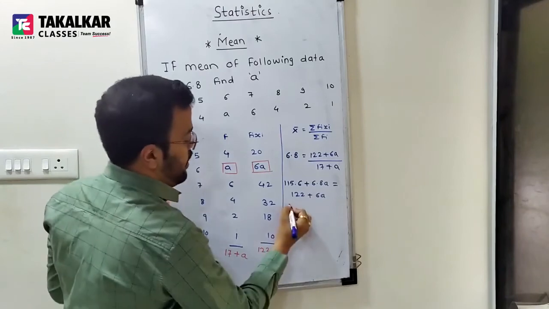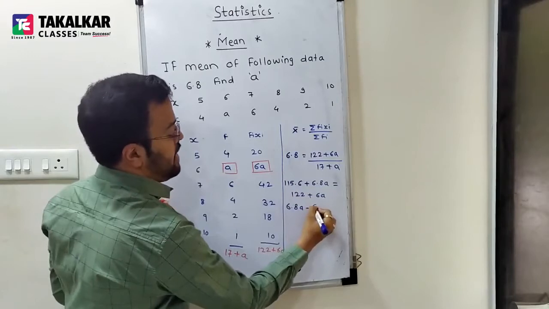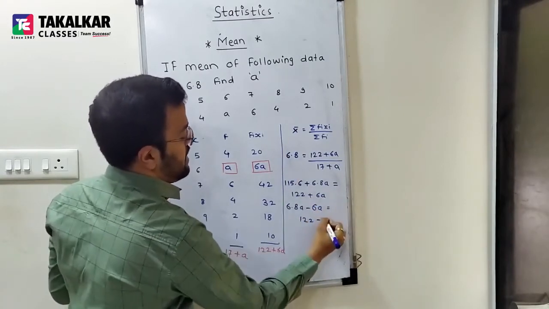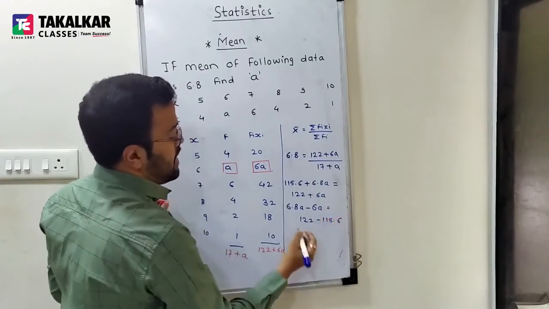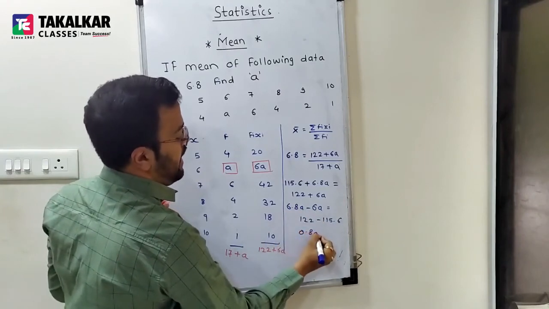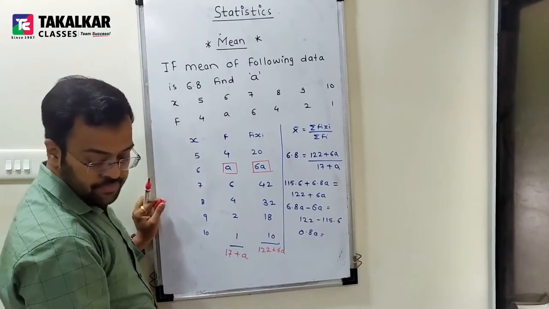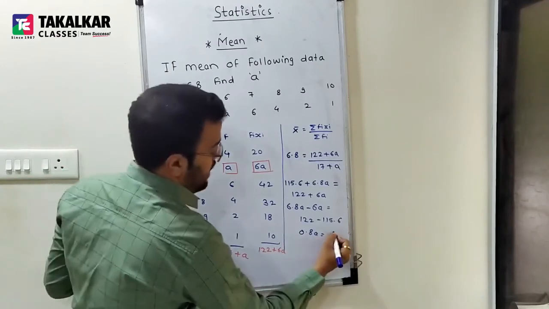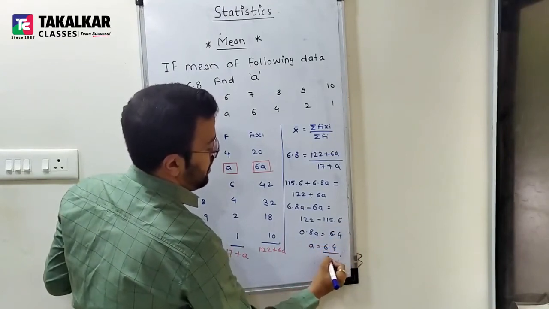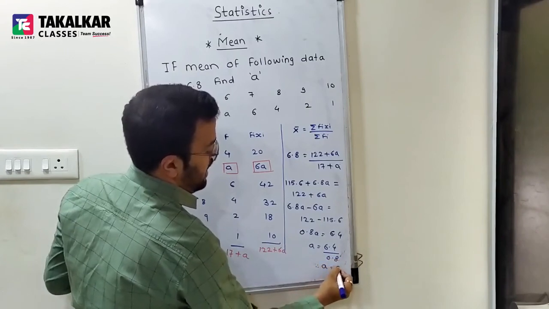Now this is normal maths. What I'll do: 6.8A as it is. This is plus 6A, it comes here and becomes minus 6A, is equal to, what is left is 122 minus 115.6. 6.8A minus 6A will give you 0.8A. After subtraction of this, 122 minus 115.6 will give you 6.4. So A is equal to 6.4 upon 0.8. So A is equal to 8.